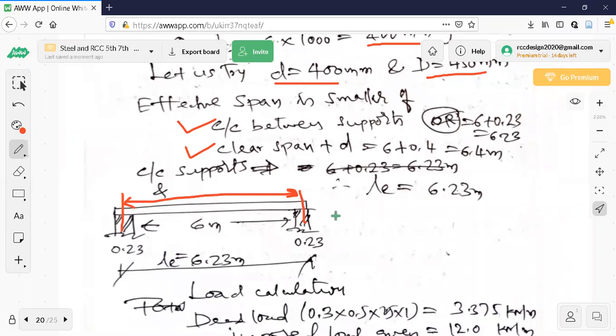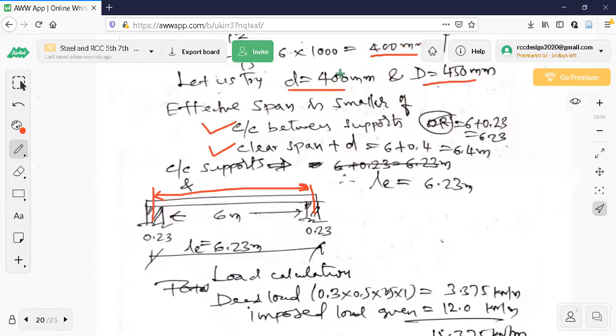One more is clear span plus effective depth. Clear span is inside, which is given in the problem. 6 meter plus small d is 0.4 meter. See this 400 mm is 0.4. So 6 plus 0.4 or 6 plus 0.23. So the smaller one is which one? Smaller one is this. So out of this and this you can see smaller one is 6.23. That has to be taken as effective span. WL square by 8 means W into 6.23 square by 8.